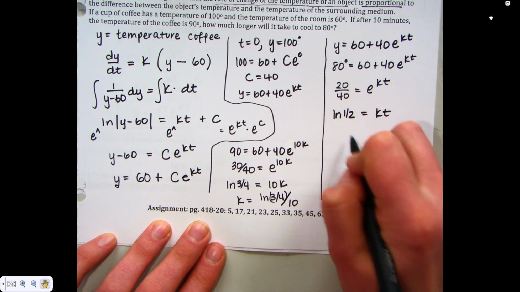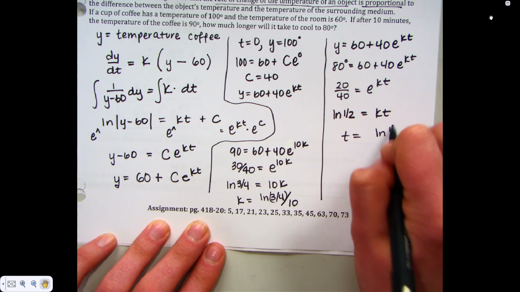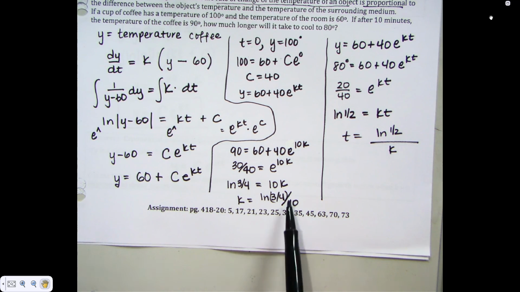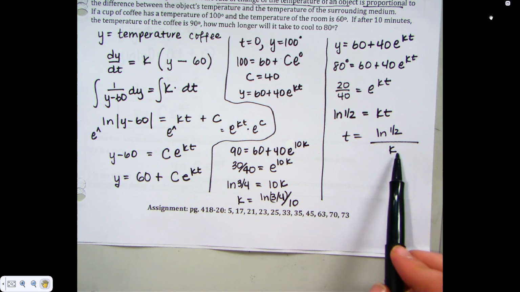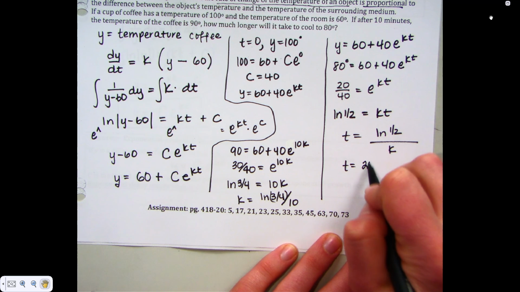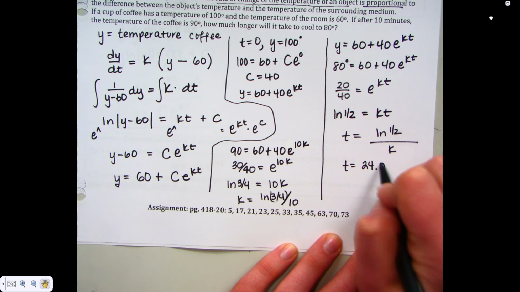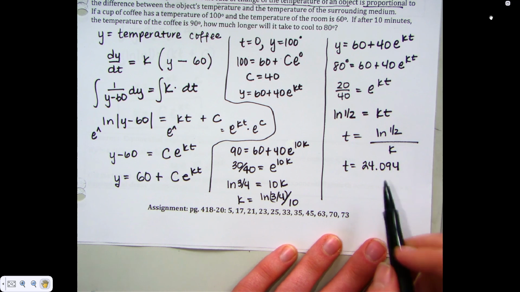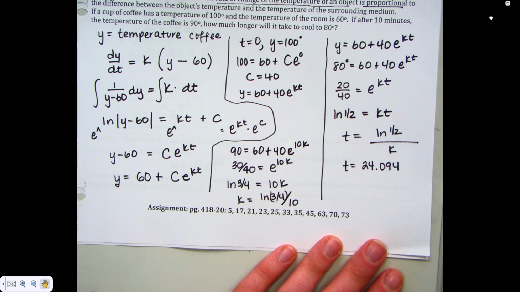And I can go ahead and solve for my time by taking the log of a half and dividing by that k value. At that point, I would go ahead and compute k first. I would take then the log of a half, divide by that number. You should be getting, again, double check that you know how to actually compute, because it's a calculator question, but trust me, kids make all kinds of issues with it. 24.094. So in the 24th minute, I will be down to 80 degrees.